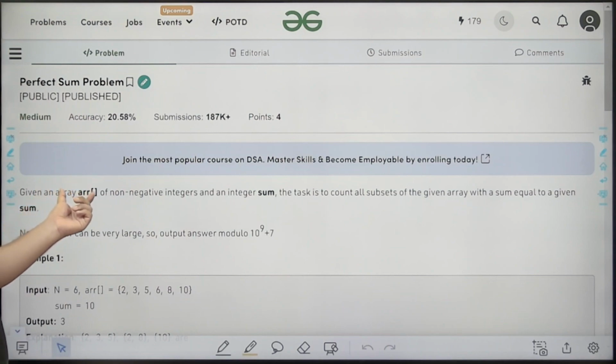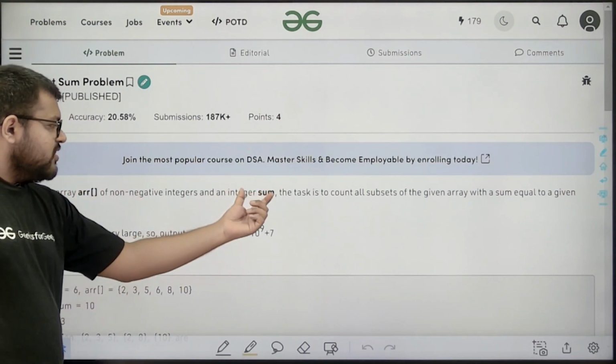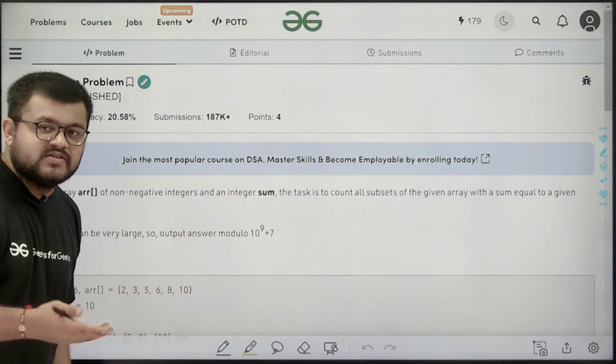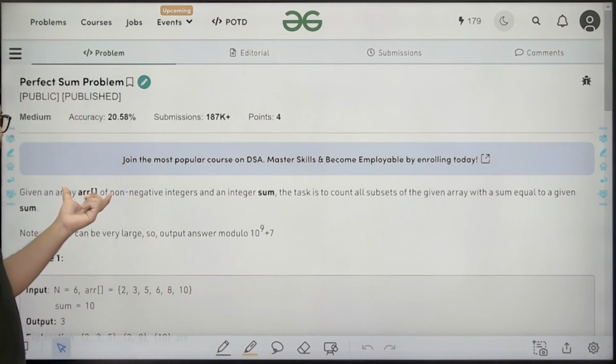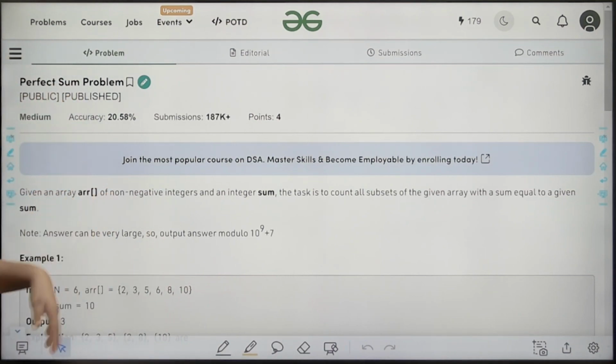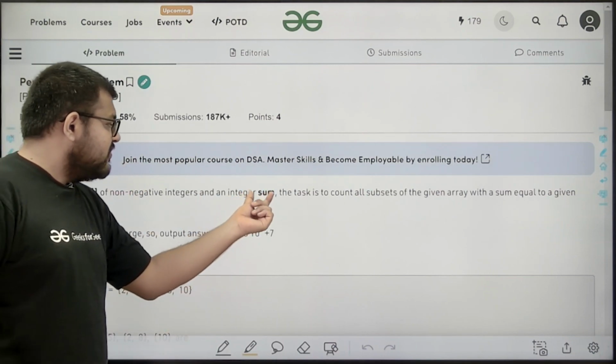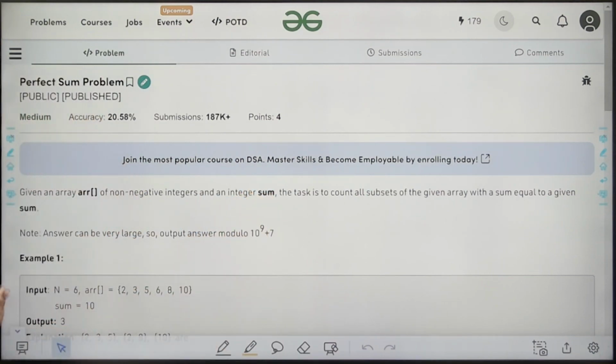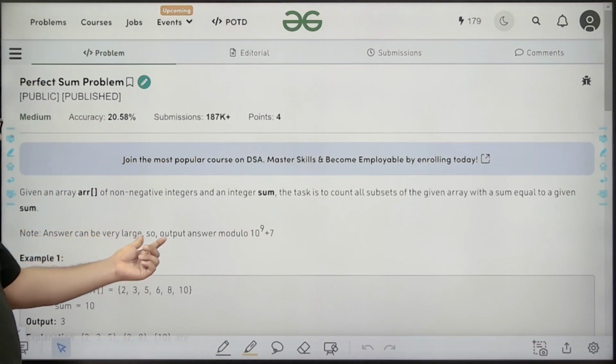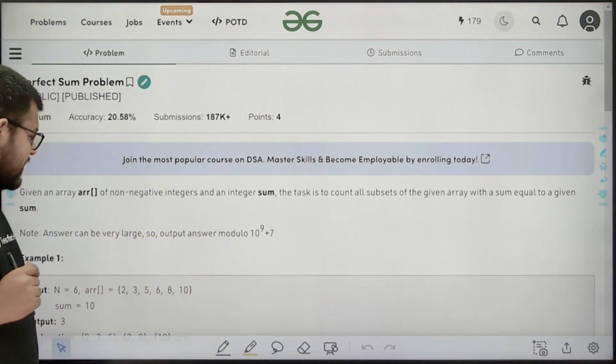So basically we are given an array which contains non-negative integers and we are also given one integer sum. So we need to tell how many subsets of this array are possible such that the sum of that subset is equal to this sum. Note, the answer can be very large, so output the answer modulo 10 to the power 9 plus 7.